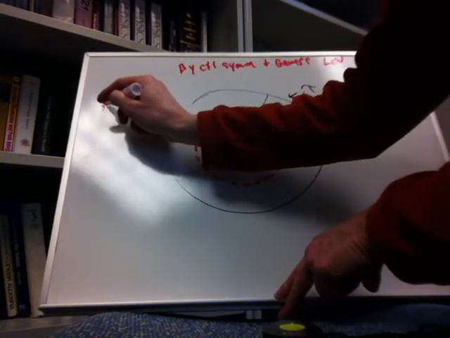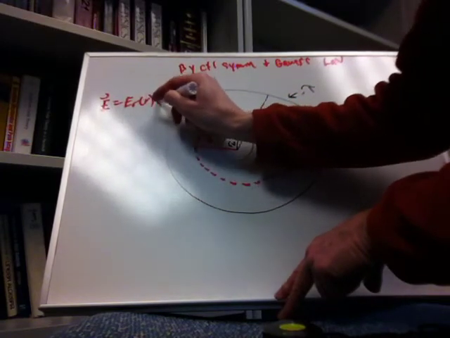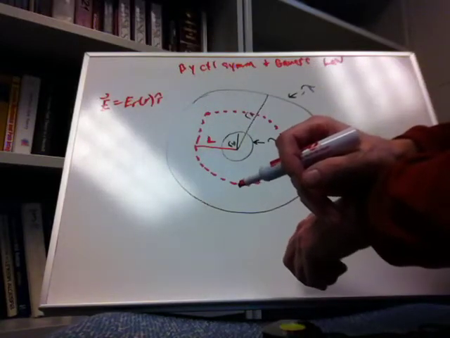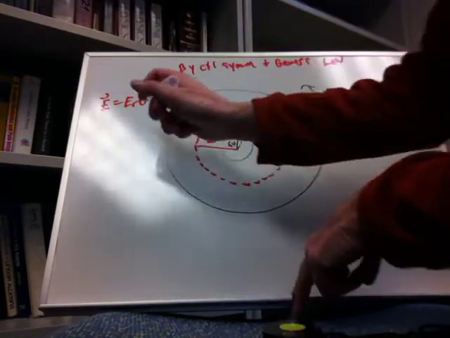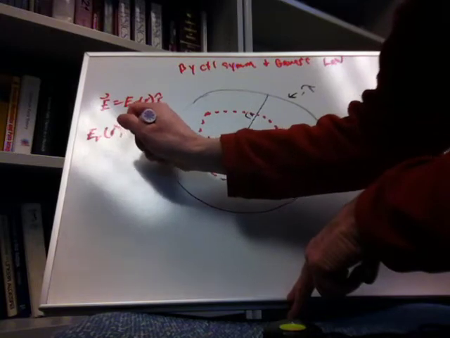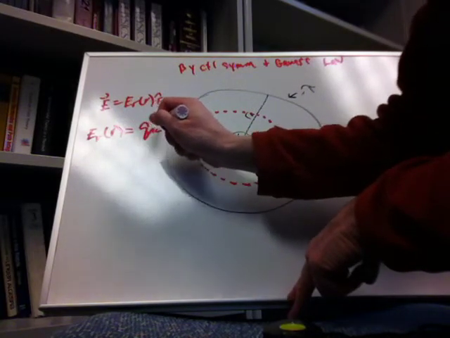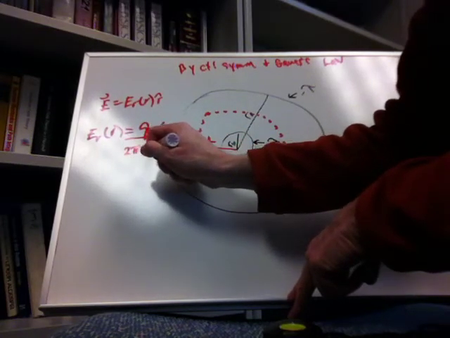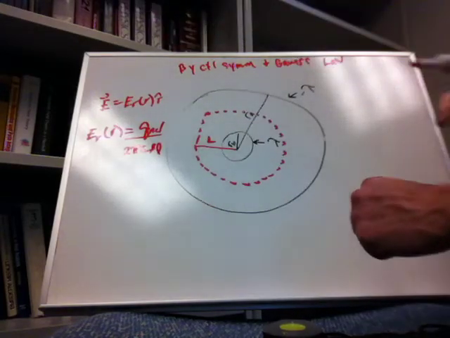E equals E_r, a function of r, r hat, where this is the radial coordinate in cylindrical coordinates, orthogonal to the axis of symmetry. And this function E_r of r, this radial function, is Q enclosed divided by 2 pi epsilon naught r L. Okay, so that would be your starting point.